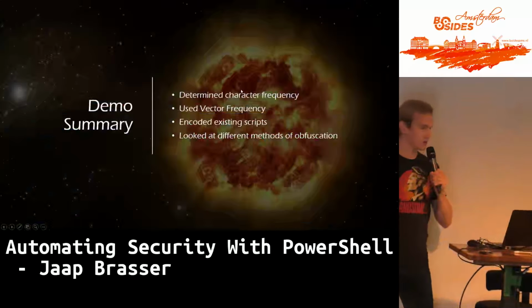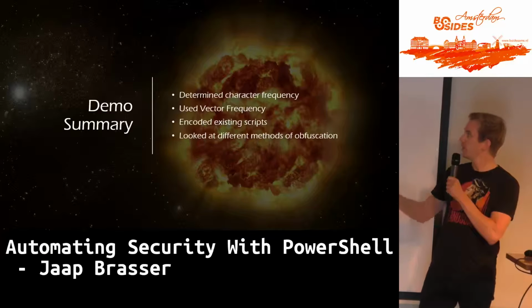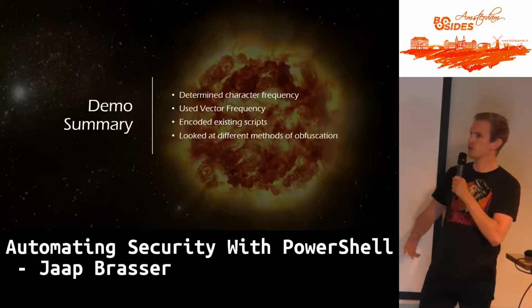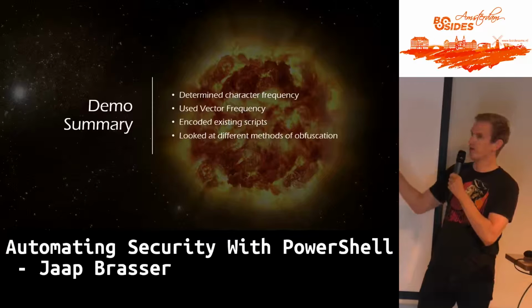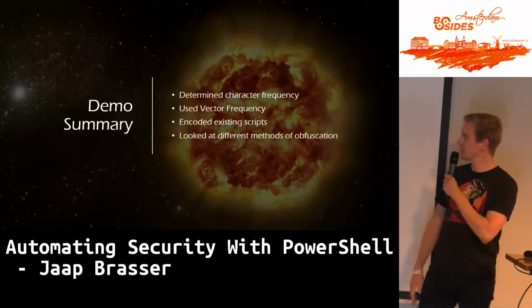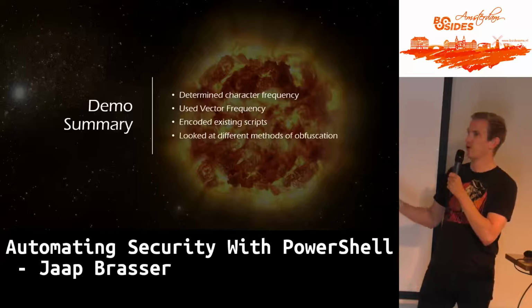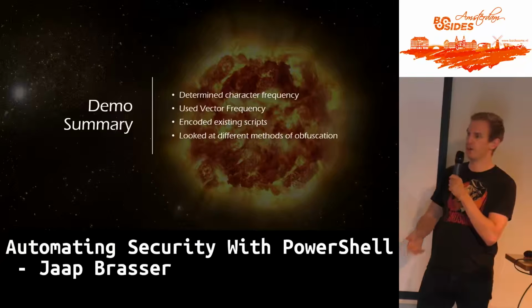There we go. So what I've shown here, I used a script that's available in the PowerShell Gallery to determine the character frequency. When we're looking at the character frequency, we exclude things like white space and line endings. Then I used the vector frequency to take a look at how the character frequency relates to my entire repository. Then I encoded existing scripts, and I looked at different methods of obfuscation. In one, I used compression and base 64. In the second example, I used a built-in method in ISESteroids to obfuscate scripts.